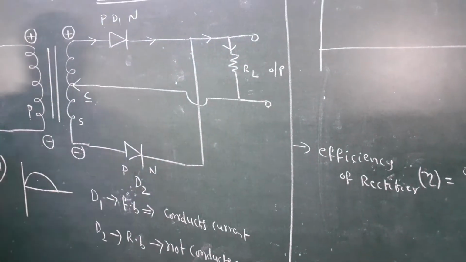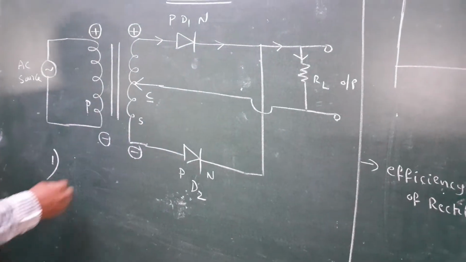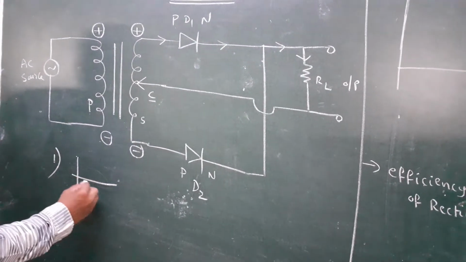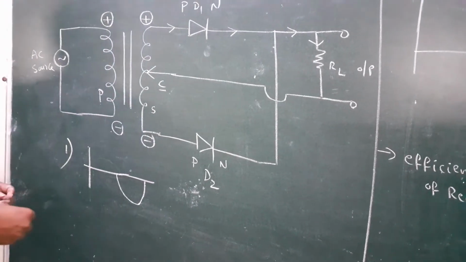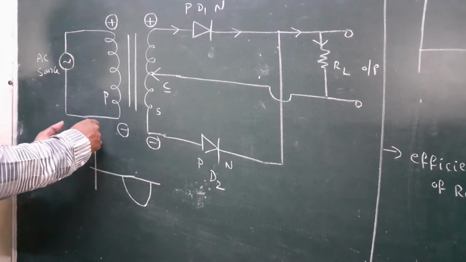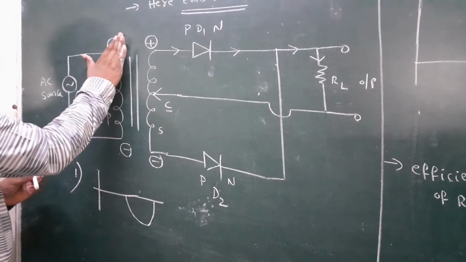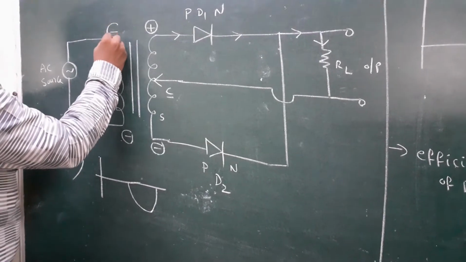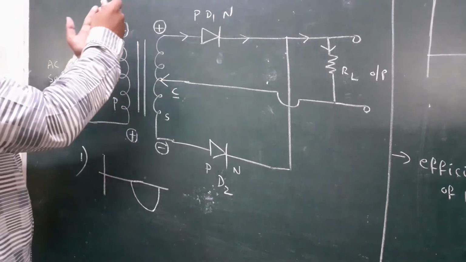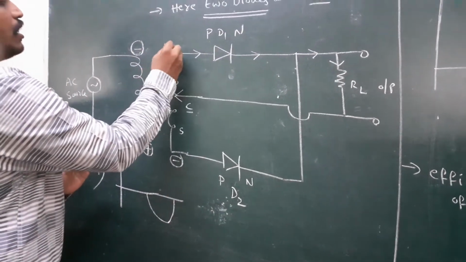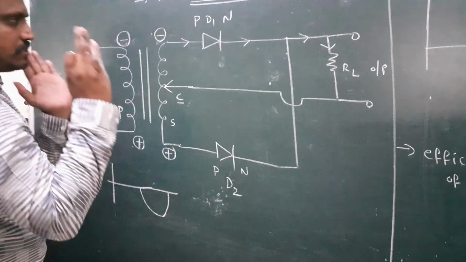Next I discuss the negative half cycle. Compared to the positive half cycle, the negative half cycle is inverted. Inverted means in the diagram plus becomes minus and minus becomes plus. The primary coil to secondary coil transfer follows the same phenomenon. Here this is minus, and this is plus.